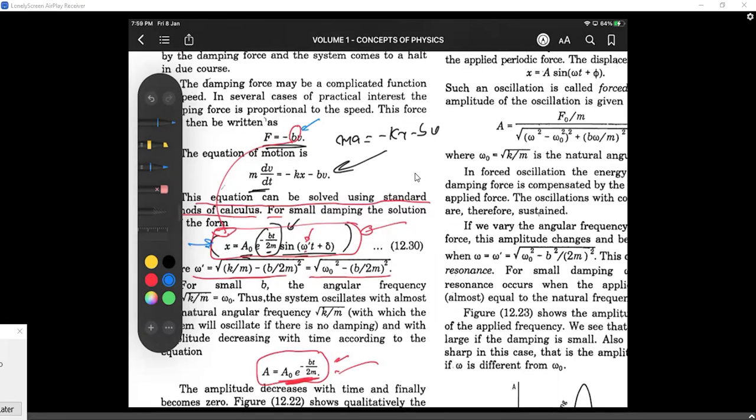Sir, I have one doubt. Yeah. Instead of this viscous force, if it is friction, it must be a constant value. Then it will give you a different answer again. So that part is not discussed in your syllabus.